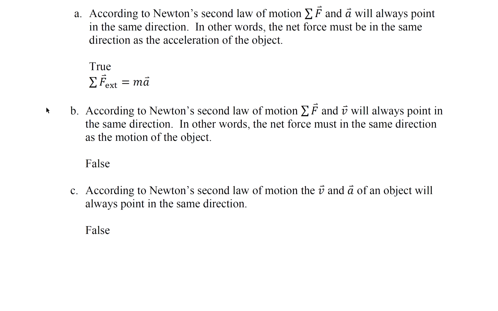Part B. According to Newton's second law of motion, sigma F and V will always point in the same direction. Well, this is false because acceleration is... sorry, velocity is what you're doing. Acceleration is a change of what you're doing. So sigma F and V do not point in the same direction.